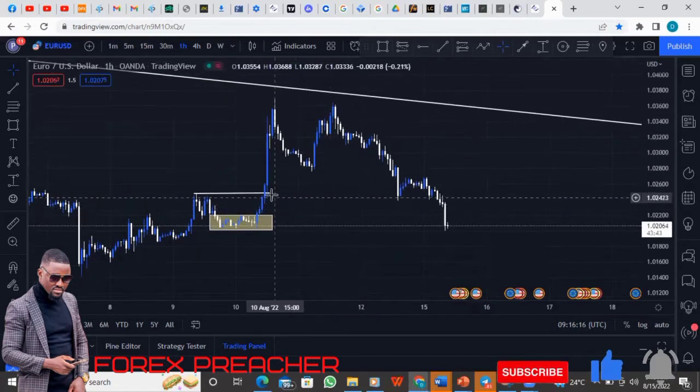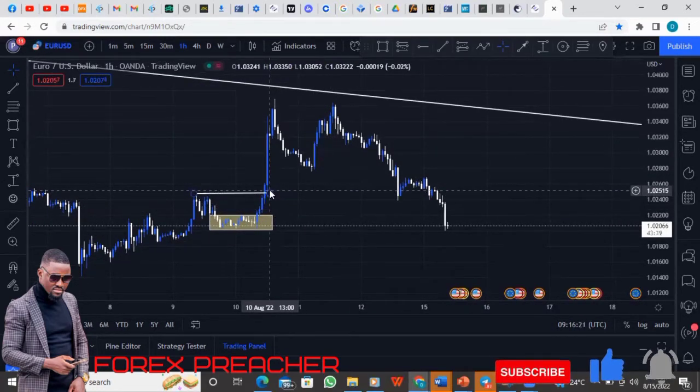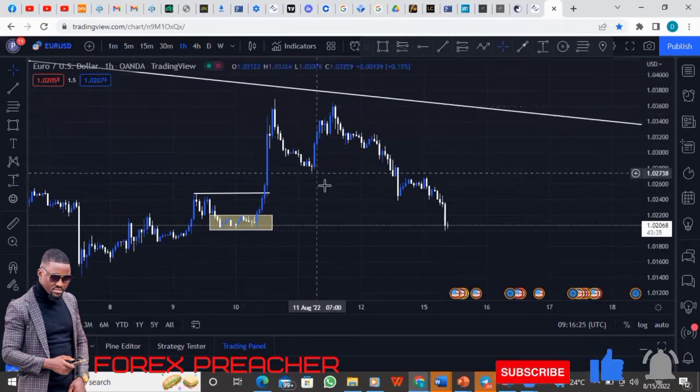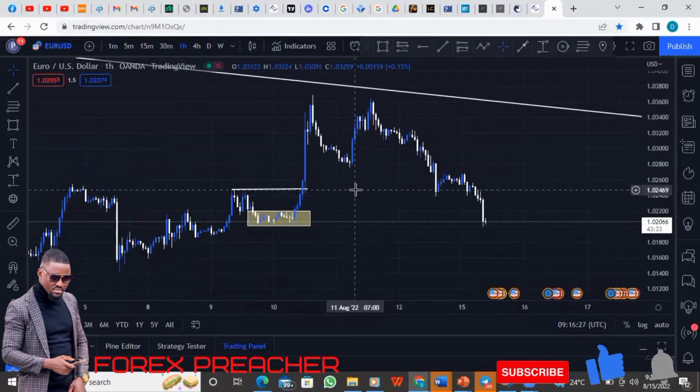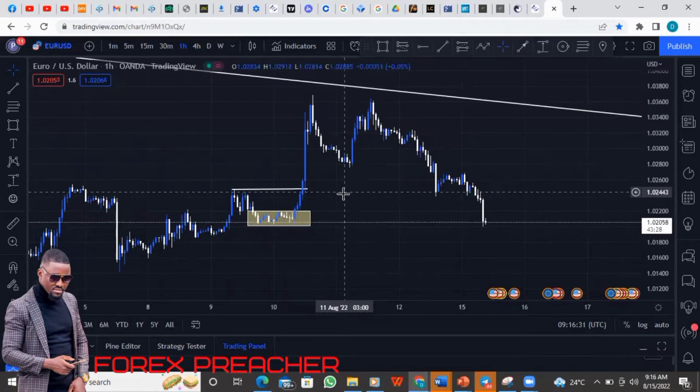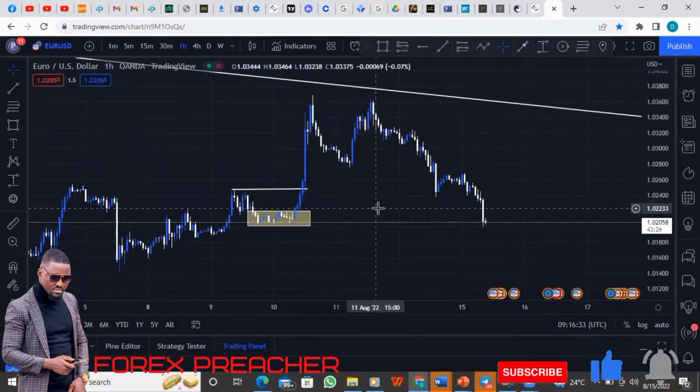Okay, so when the CPI news was released, the bulls took over the market, and it sent the market upwards. Now, anytime there is this high impact news, what usually happens is that after the storm is calm, the market tries to reverse, because there are a lot of imbalances that have been created during the news.